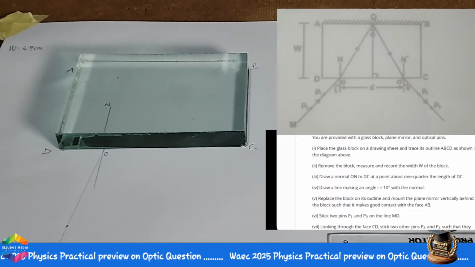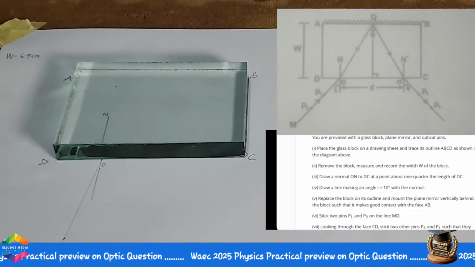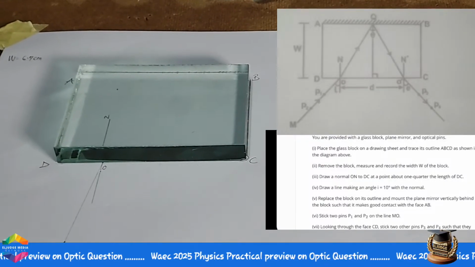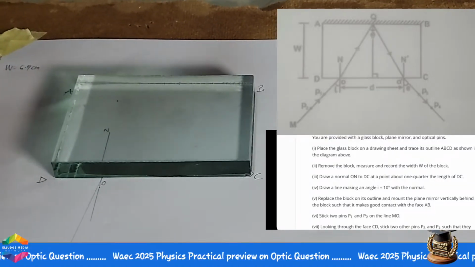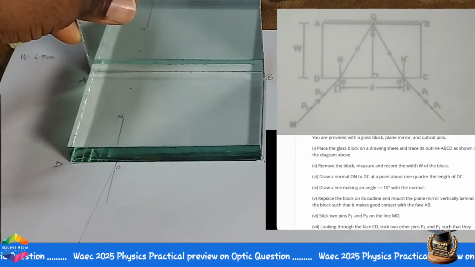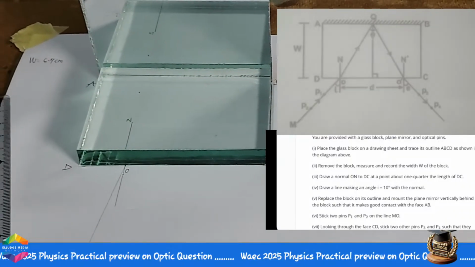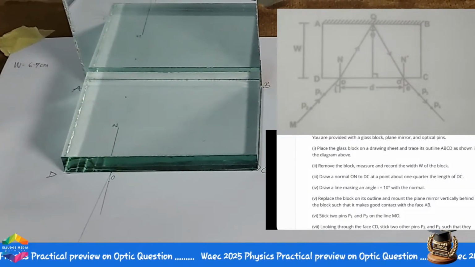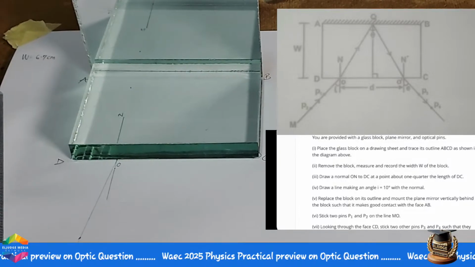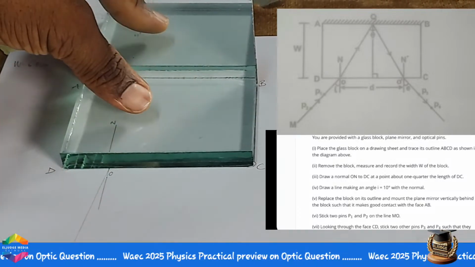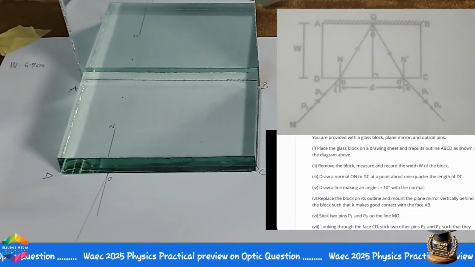Replace the glass block on its outline and mount the plane mirror vertically behind the glass block. So we are mounting the plane mirror behind the glass block, such that it makes good contact with the face AB. So this is having good contact with the face AB.